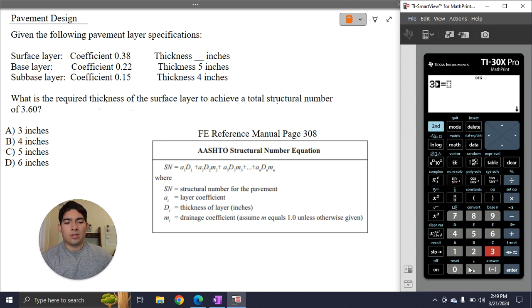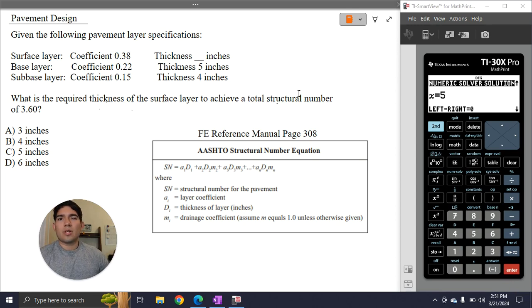So we know that our result needs to be 3.60, and for this first surface layer, we don't know what the thickness is, so that's going to be our variable x. Then we're just going to add the next layer, which is a coefficient of 0.22 times a thickness of 5 inches plus a coefficient of 0.15 times a thickness of 4 inches. So now that we have all our information in the calculator, we just go ahead and solve.